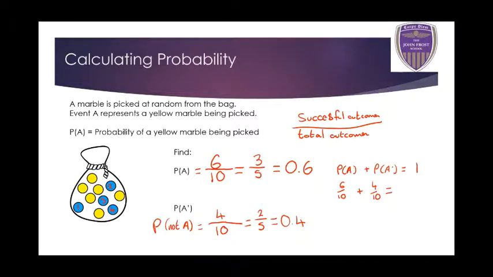Add them up, 6 tenths plus 4 tenths. The denominators are the same, so we can crack on. 6 plus 4 is 10, has to be over 10. 10 divided by 10 is equal to 1. There you go. So we've shown A and A prime have to equal 1, okay? So that's the way you can double check your answer. Sometimes it's easier to figure out what the chance of the event happening is, and then you can use that to very quickly figure out what the chance of the event A not happening is, okay? Because they both have to add up to 1. Okay, so here comes your main task now.